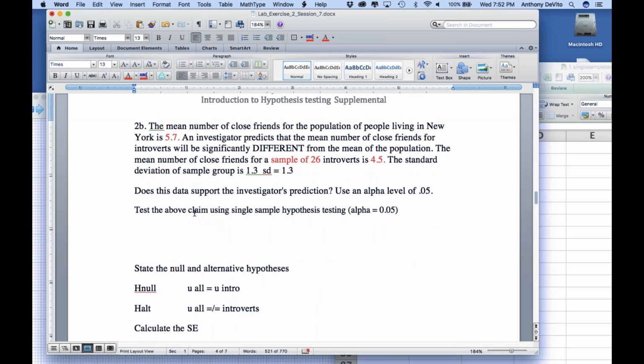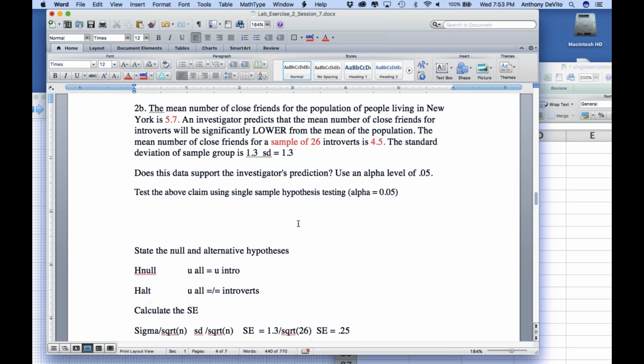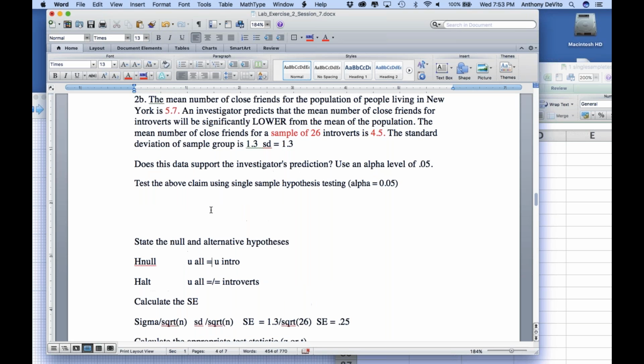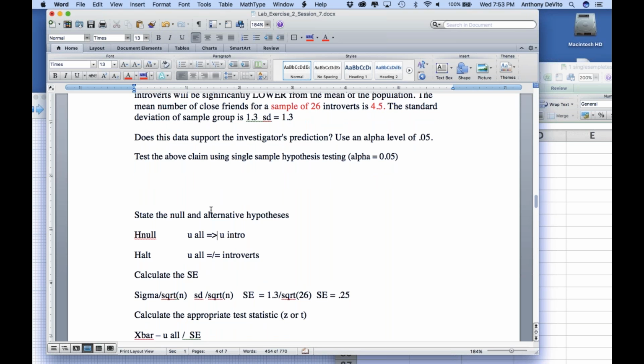Okay, so now, remember this word here used to be lower than the mean of the population, right? Well, that's important because that suggests that I'm assuming that it will be significantly lower. I'm only going to go one direction, right? So the investigator predicts that it's going to be lower, right? So my null hypothesis is that they're the same or greater than. Mu all is the same or greater than mu for introverts, equal to or greater than.